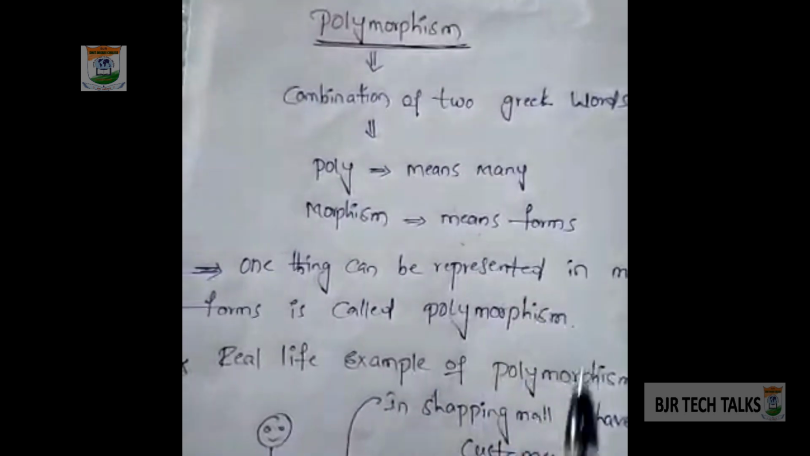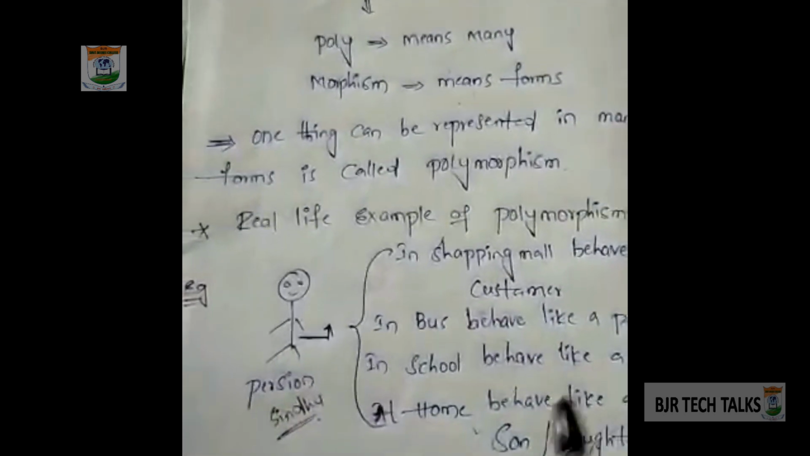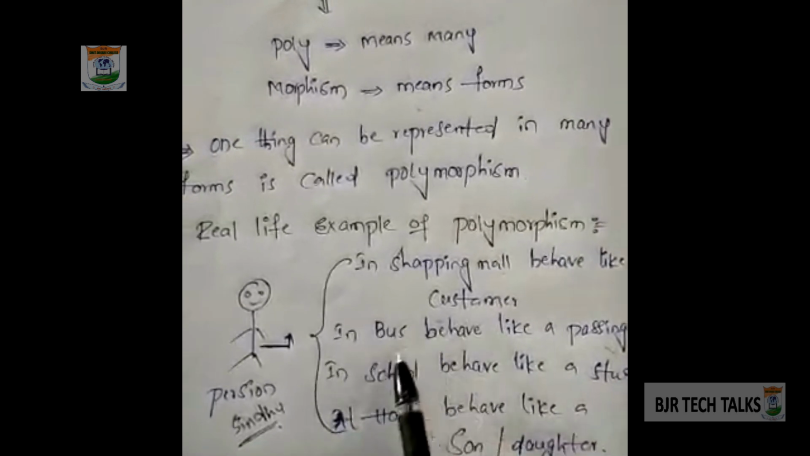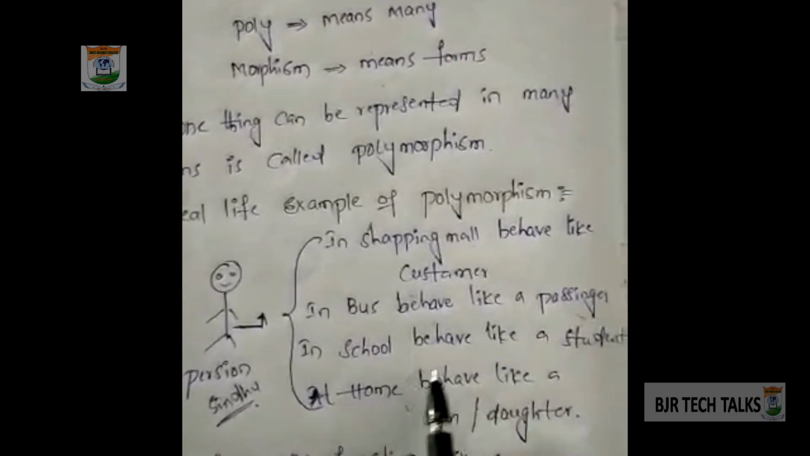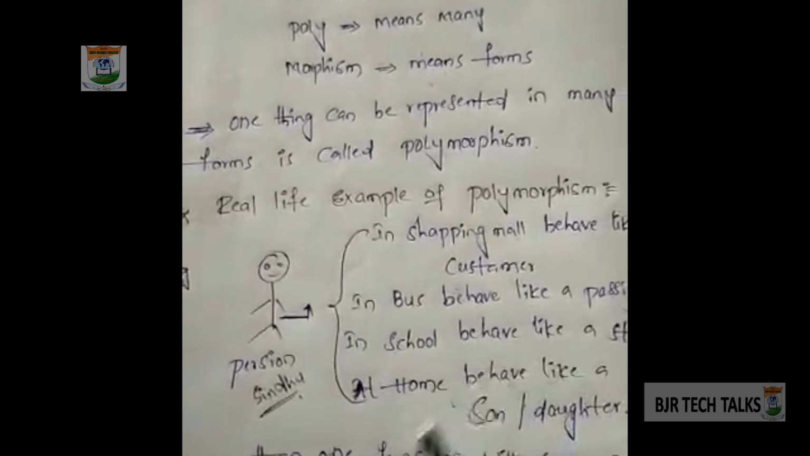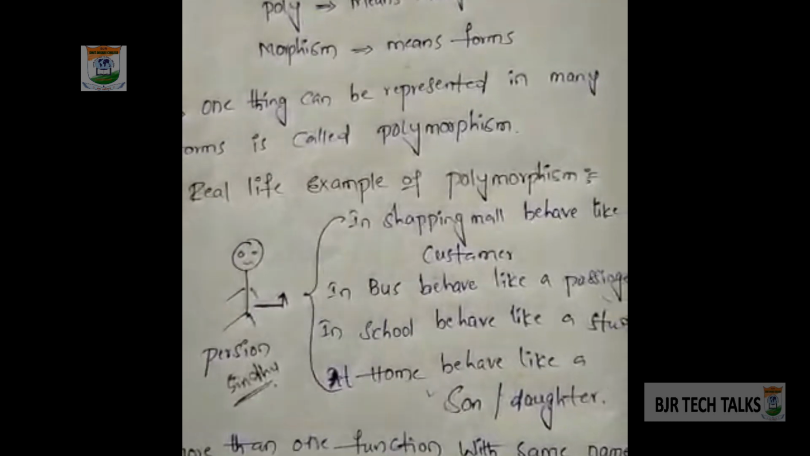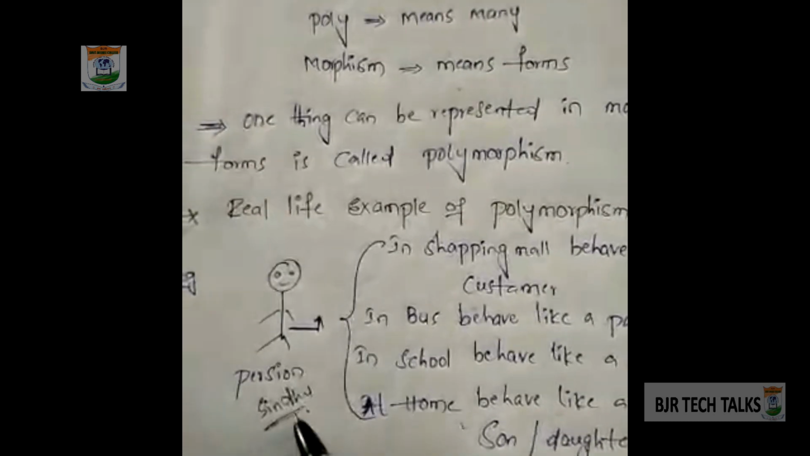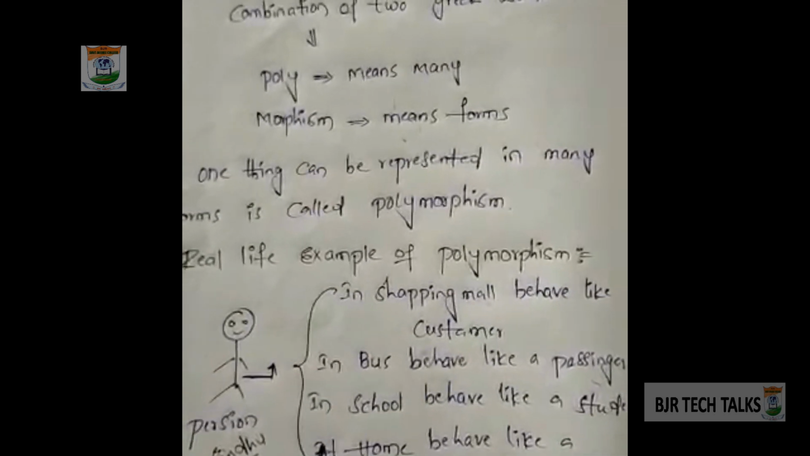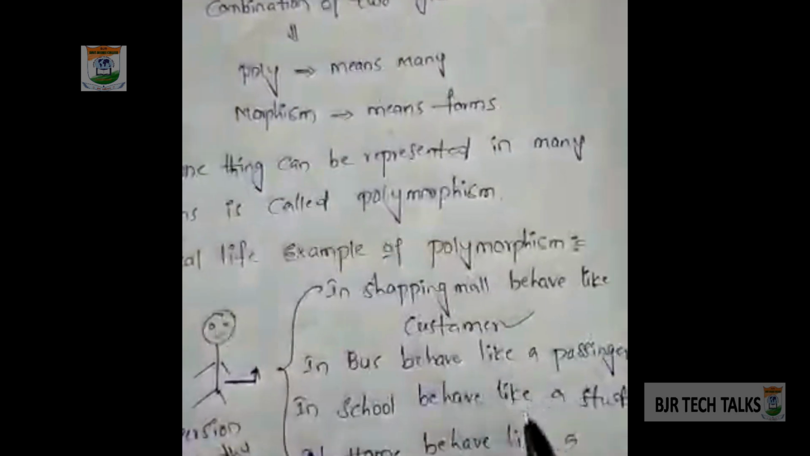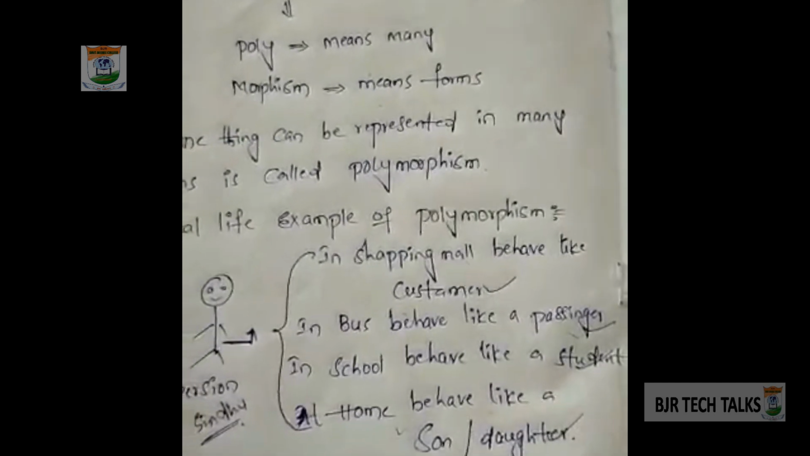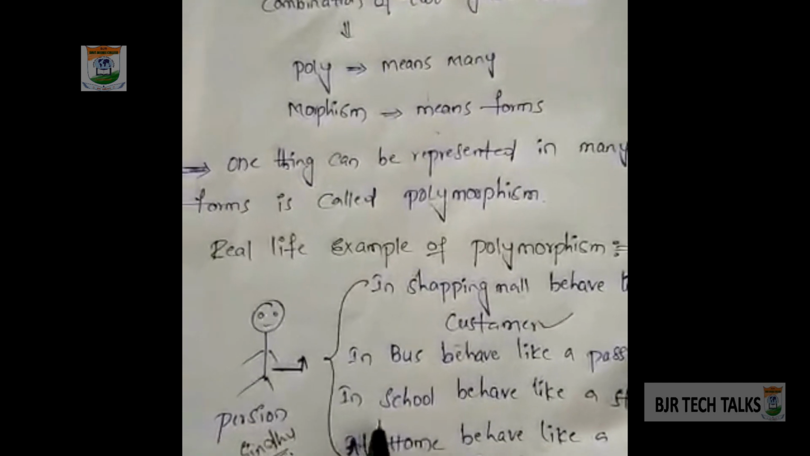A real life example of polymorphism: suppose one person in a shopping mall behaves like a customer, in a bus behaves like a passenger, in school behaves like a student, at home behaves like a son or daughter. So here, more than one function with the same name. For example, Sindhu, with the same name, has different workings: behaves like a customer, a passenger, a student, a daughter. This type of example is called polymorphism.